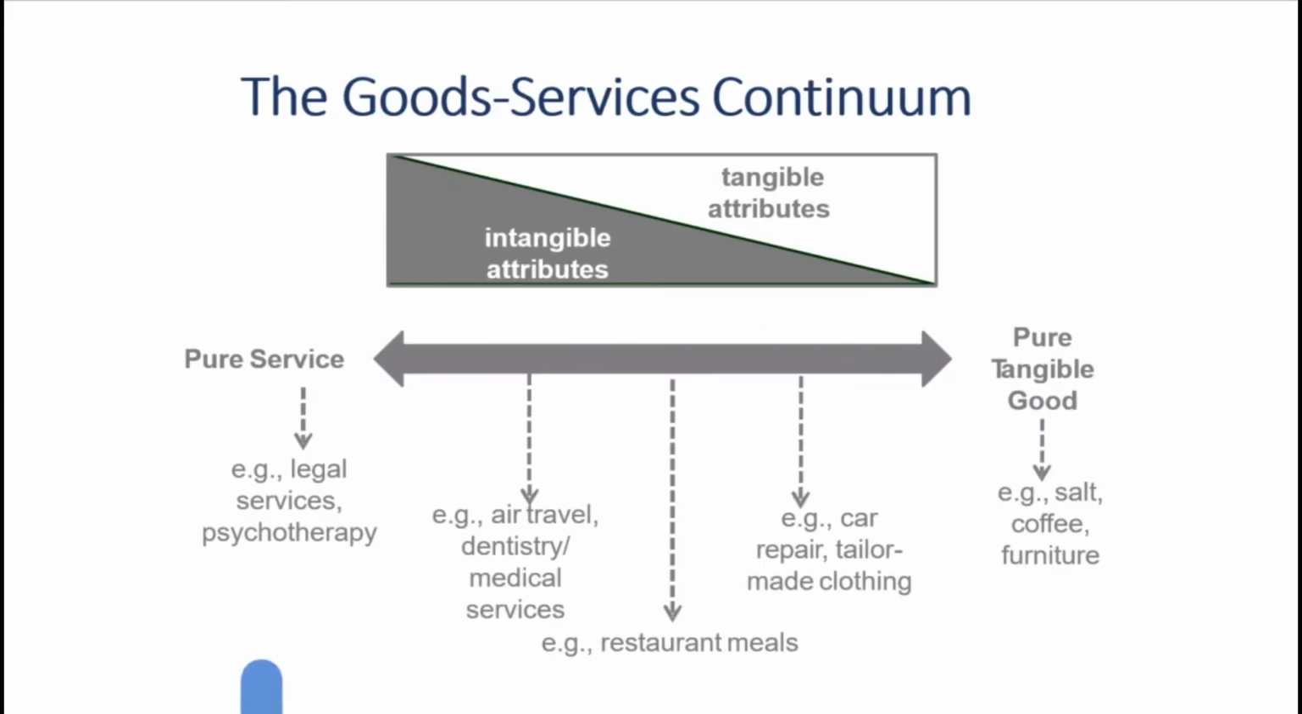From this slide, you can clearly understand the intangibility and tangibility of the product. So the attributes which are considered intangible place the product in the category of services. So here are the pure services, where the product consists only of intangible attributes. And here are the pure tangible goods, the products which we can see, feel, touch, eat, smell, etc.